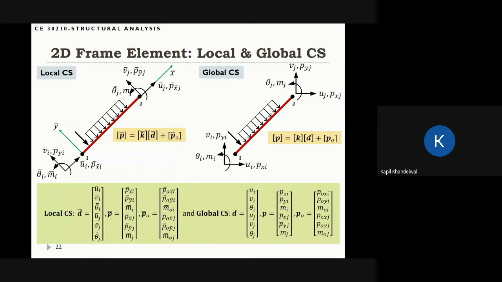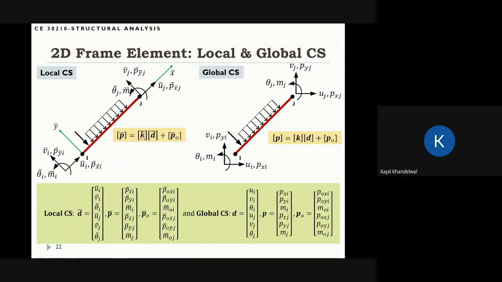Next, after the beam element, we talked about the 2D frame elements. For the 2D frame elements, we can look at the element in two different ways: either in the local coordinate system, or in the global coordinate system. But what is needed for the solution process is the system in the global coordinate system. So you need to know k and p0 for an element, and these are the numbers that you need to assemble into the global system, because the global system is always solved in the global coordinate system.